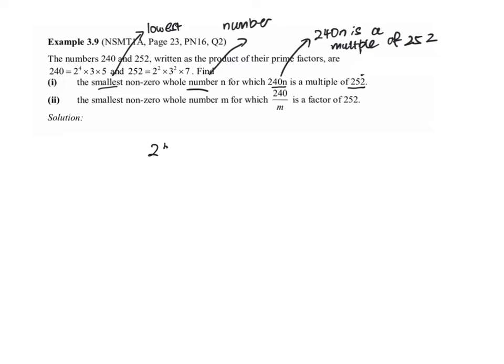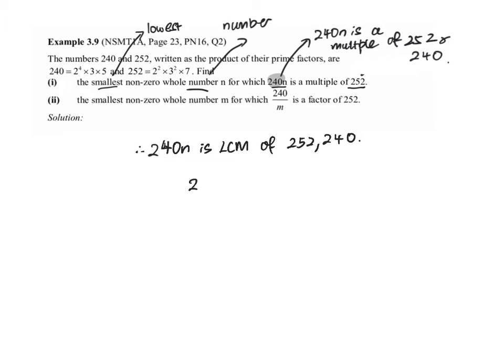At the same time, 240n will also be a multiple of 240 as well. So you're looking at 240n, which is a multiple of 252 and 240, and is the smallest number possible. n is the smallest number possible. So what does it say about 240n? 240n is a multiple of 252 and 240, and is the smallest number possible. So it really means that your 240n is the LCM of 252 and 240. So that's what we are doing.